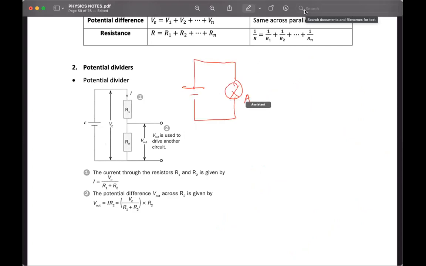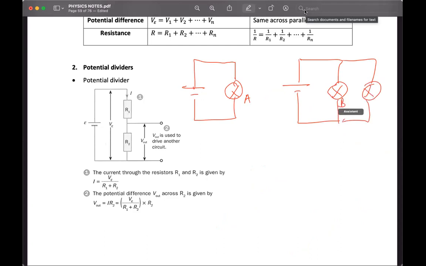This is bulb A. They are all the same bulb. We are talking about the same bulb. Now, given the same battery, 5 volt, and the bulbs are all identical, when they are in parallel like this compared to one bulb, which one will be brighter? A, B, or C? Which one will be brighter?